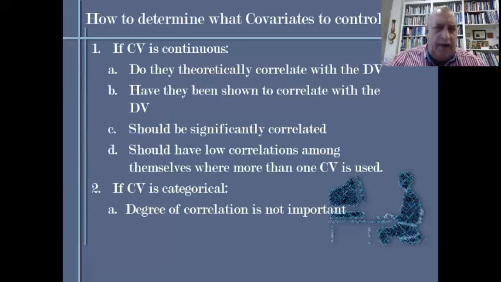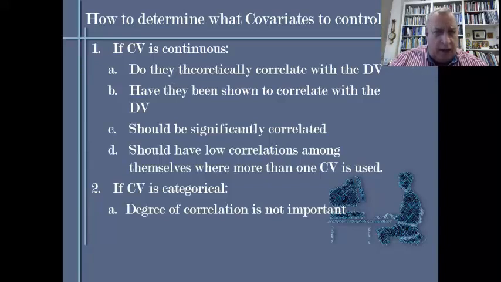Now, how do we determine how many covariates we could use in our study? Well, if the control variable is continuous, that is, it's a score and it's scale data, you look to see if it's theoretically correlated with the dependent variable. Has it been shown to correlate with the dependent variable? This would be through your literature review. They should be significantly correlated, and they should have low correlations with each other when more than one covariate is used. So they shouldn't be interrelated when there's more than one covariate.